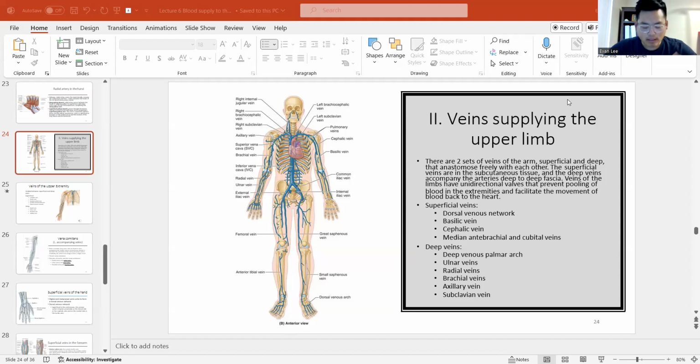Today, we're going to be continuing our discussion of the blood vessels of the upper extremity by finishing off by looking at veins. So we'll look at veins and then we'll look at some blood flow to see how we can follow it. But let's go ahead and talk about veins.